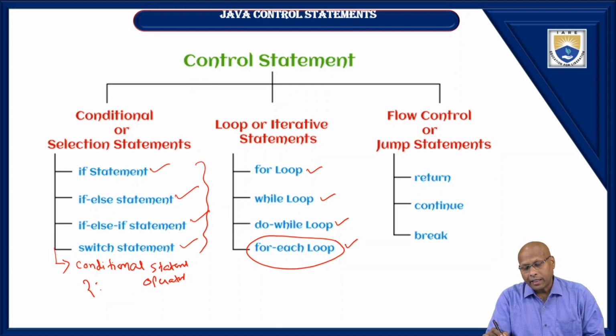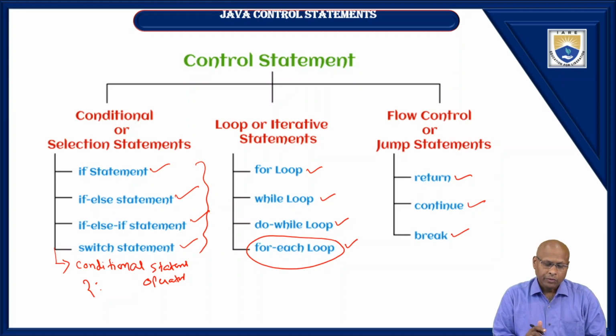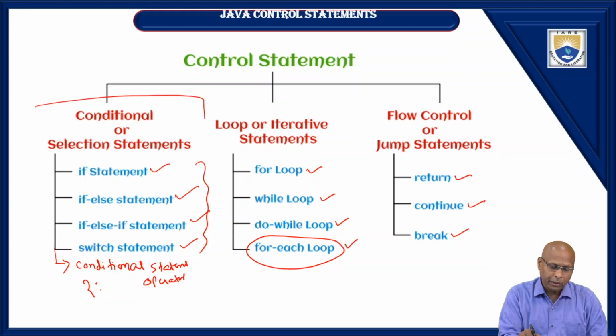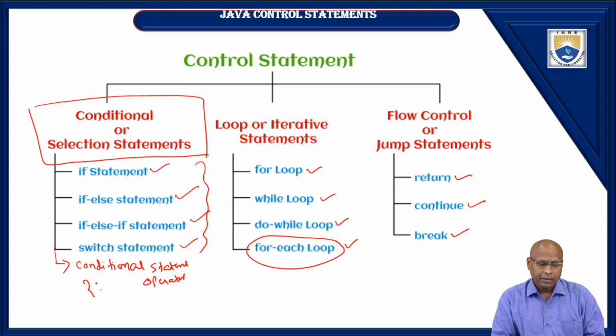And another statement available in Java, if you want to come out from the loop with some condition or unconditionally, is return statement, continue statement, and break. They are the various statements available in Java. So these things we will discuss. Now in this session, we will discuss the first one. What is the first one? That is conditional statement or decision making statement, also known as selection statement.